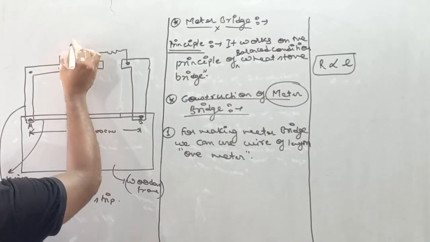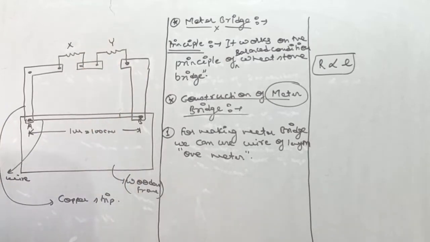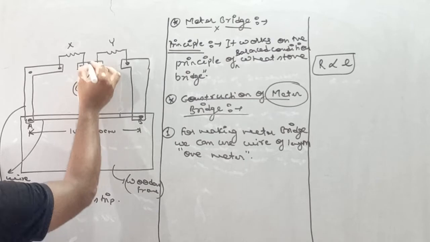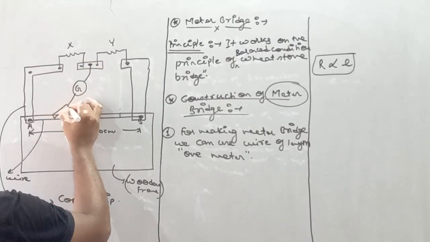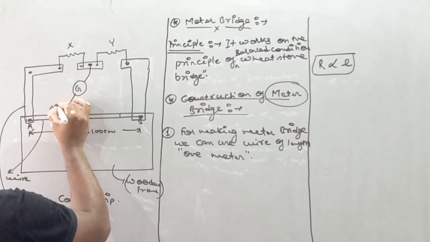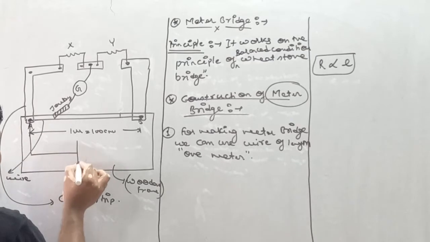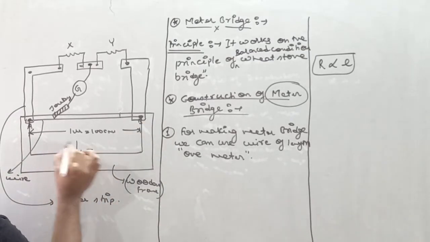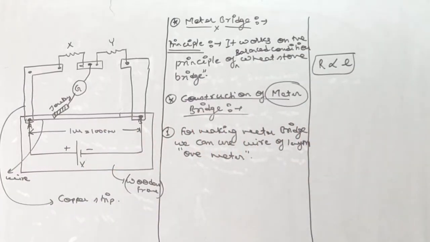Let's suppose this resistor has resistance X, this resistor has resistance Y, and between these strips we have to connect one end of a galvanometer, and the other end of the galvanometer is connected with a device called a jockey, and one battery is also there to operate the circuit. So this is the battery. Let's suppose the potential of the battery is V. So this is how we'll construct a meter bridge.